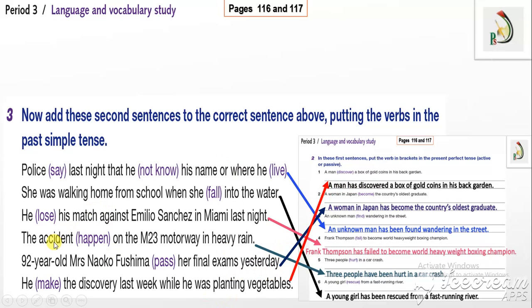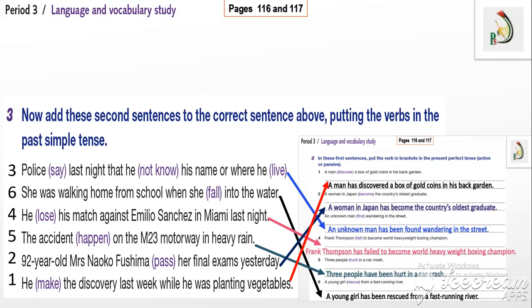Once again, police will go with number 3. She was walking home, number 6. He lost his match, number 4. The accident happened, number 5. 92-year-old Mrs. Naoko, number 2. He made the discovery, number 1. So we have joined the second sentence with the first one.